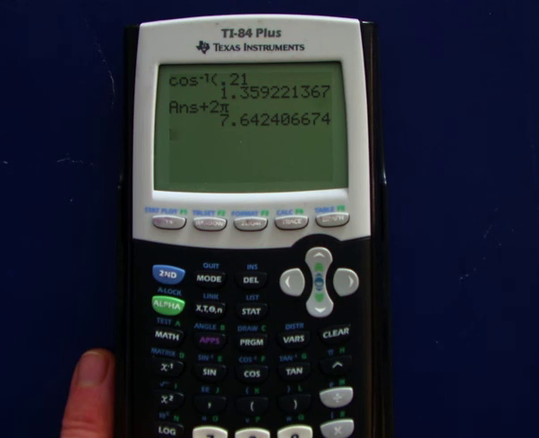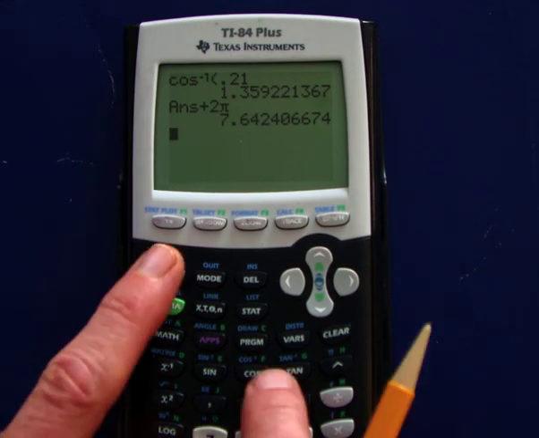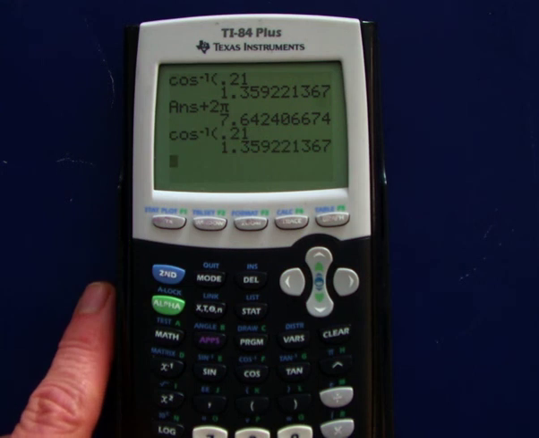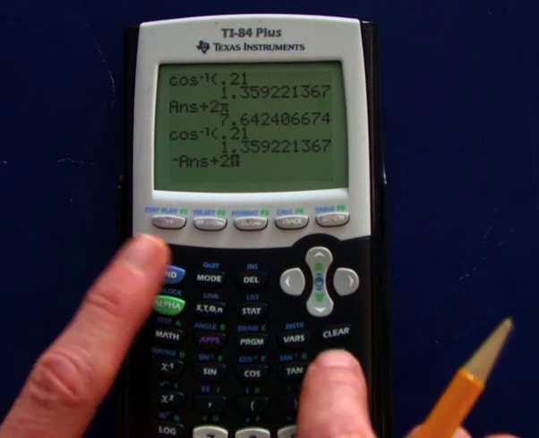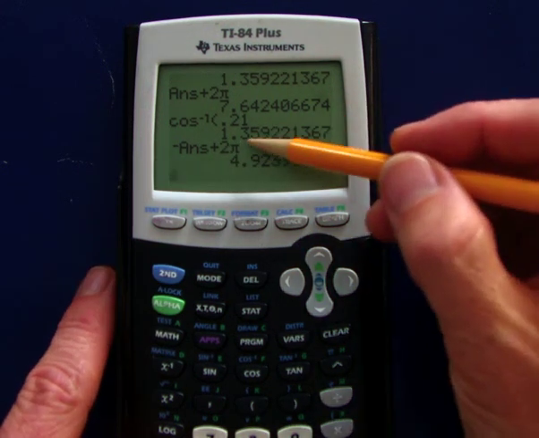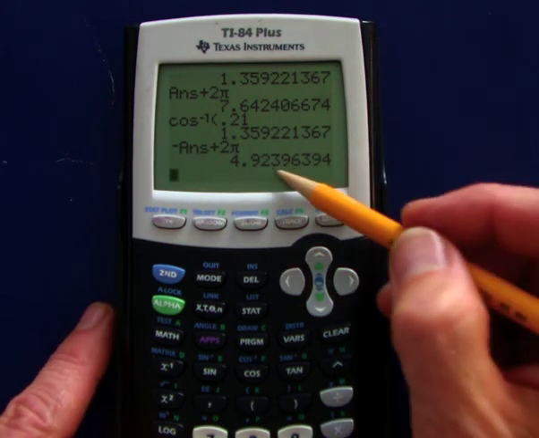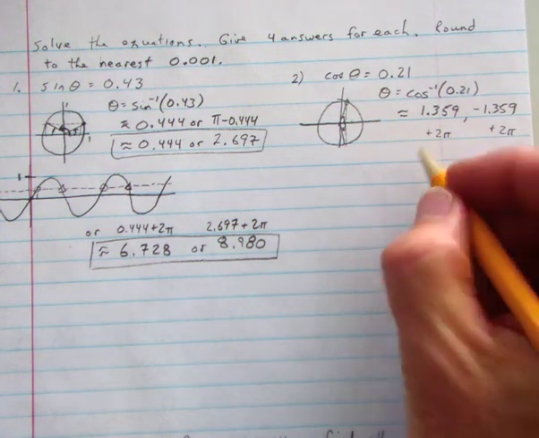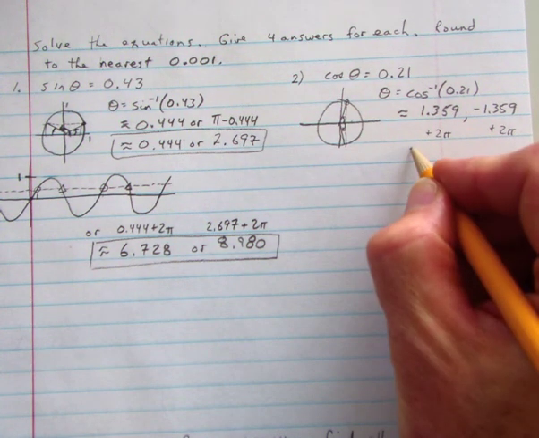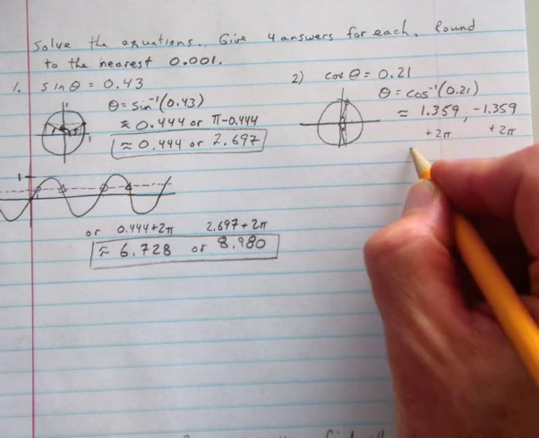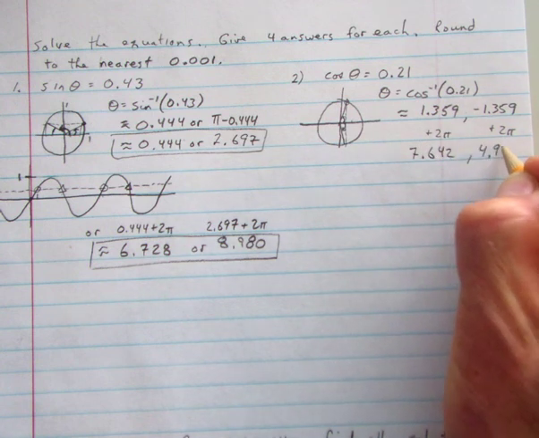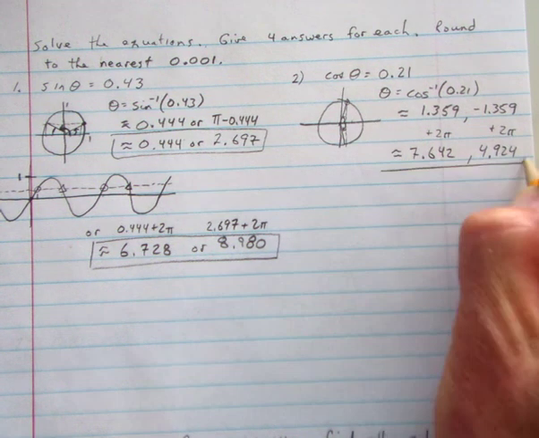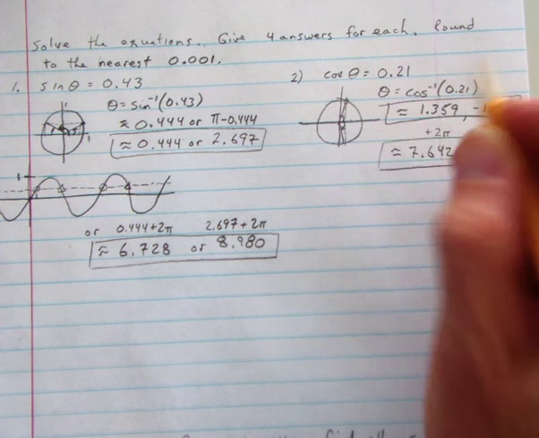In order to do the other one, I can do that inverse cosine of 0.21 again, but that says a positive, and I can say negative of my answer, so second that negative symbol, plus 2 pi. And then I'm going to write these numbers down, 1.359 and 4.934. I'll round that up. So I have, oh, I said 1.39. That's wrong. I'm going to do the 7.642 number. Sorry about that. 4.924. So I have those solutions. I have a total of 4 there.